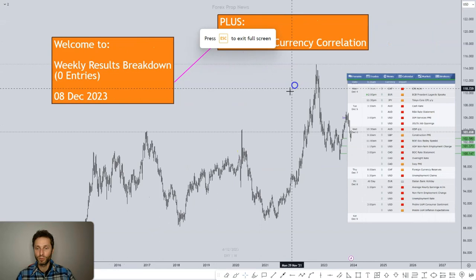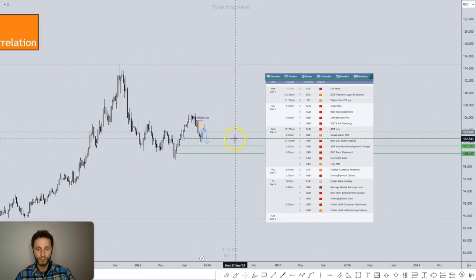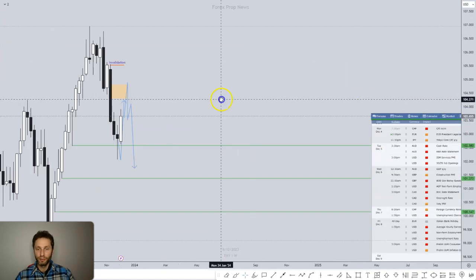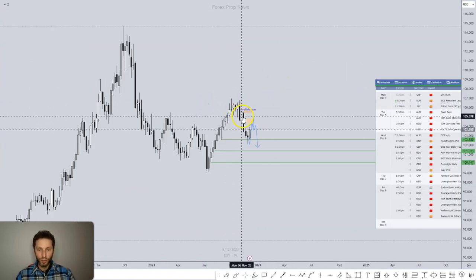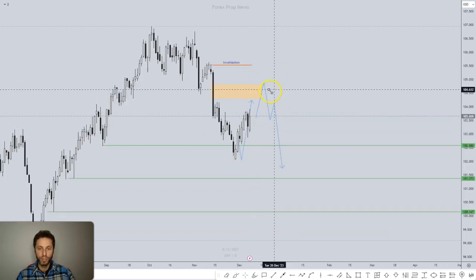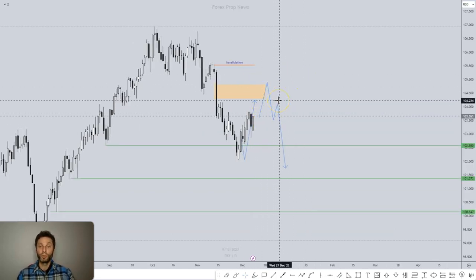What we've had this week, of course, is NFP week. So we had some interesting price action as always with NFP. Let's begin with the dollar. What we were waiting for on the dollar is this higher point here, which we have not reached yet. So there was no sell here.